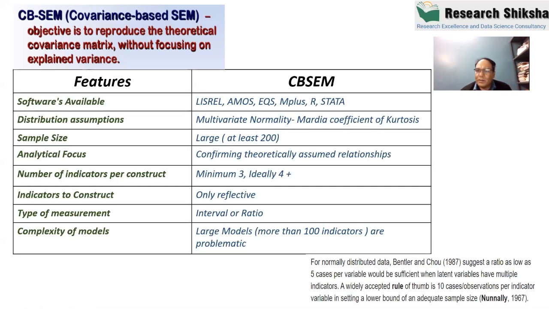Smart PLS can handle even if you are having single items in the construct, but in AMOS it will run with 3 items at least and all reflective. However, Smart PLS can handle both formative and reflective. So yeah, one thing also, all the items should be on at least a 5-point scale or 7-point scale or a ratio scale. You should not have less than a 5-point scale if you want to get good results.